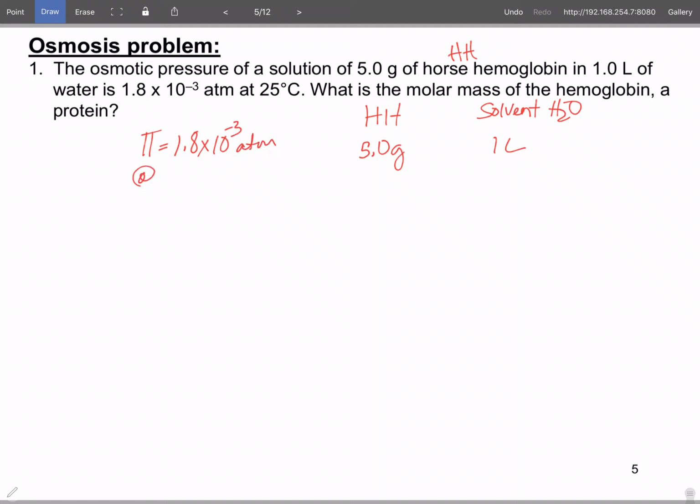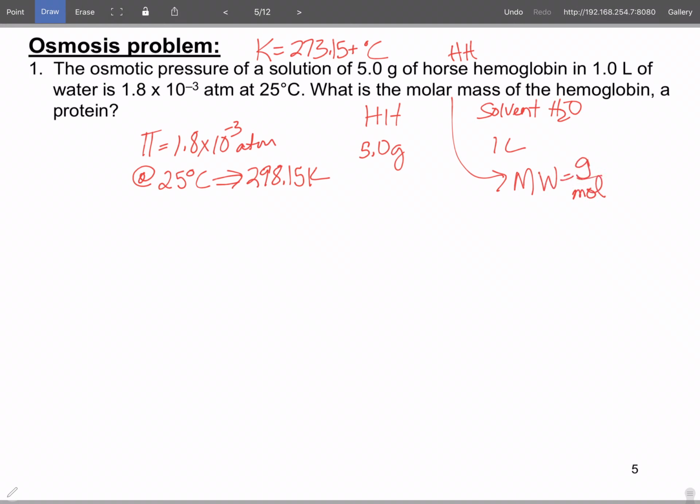Okay, and this is at 25 degrees C, which remember that's 298.15 K, because remember K is equal to 273.15 plus degrees C. Okay, and we want the molar mass. So we want the molar mass or the molecular weight, so that's grams per mole. Which means that we know we have given our grams. So let's look at it.